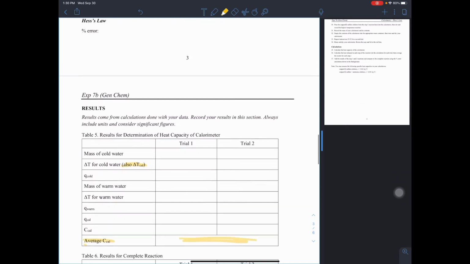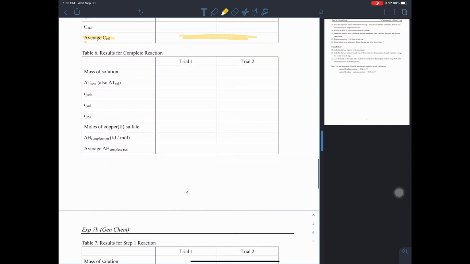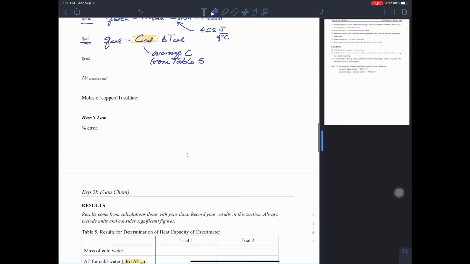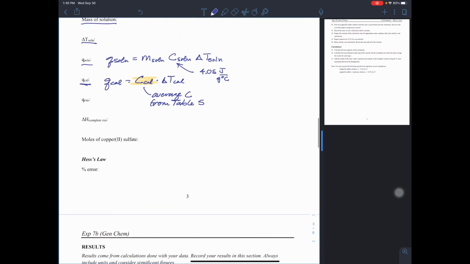We need the change in temperature for the calorimeter. And here we're recording for the complete reaction, in table 6, the mass, the change in temperature for the solution, which is also the change in temperature for the calorimeter. So we've got Qcal is C, the average C, times the change in temperature. It's the same as this temperature change.